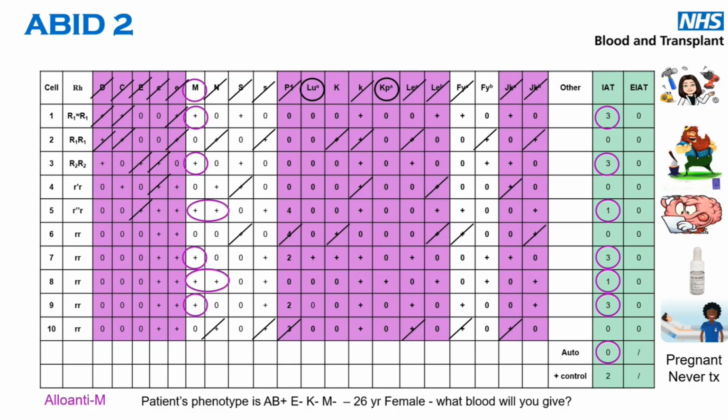But in order to phenotype, you need to know what your patient's history is, because if they've been transfused, I wouldn't be able to phenotype this patient. And this person is pregnant and they've never been transfused. All good. We're going to do a phenotype on this patient. And they're M negative, so I can say it's an alloanti-M. So the patient's phenotype is AB pos, big E neg, big K neg, M neg, a 26-year-old female. What blood are you going to give them?